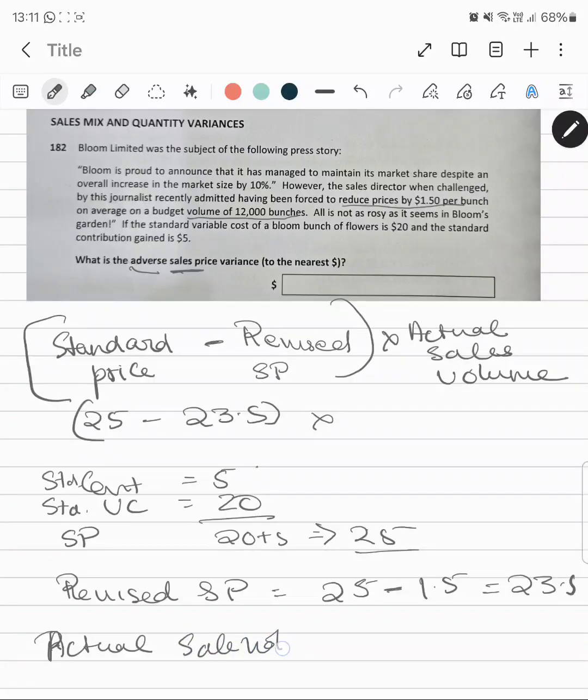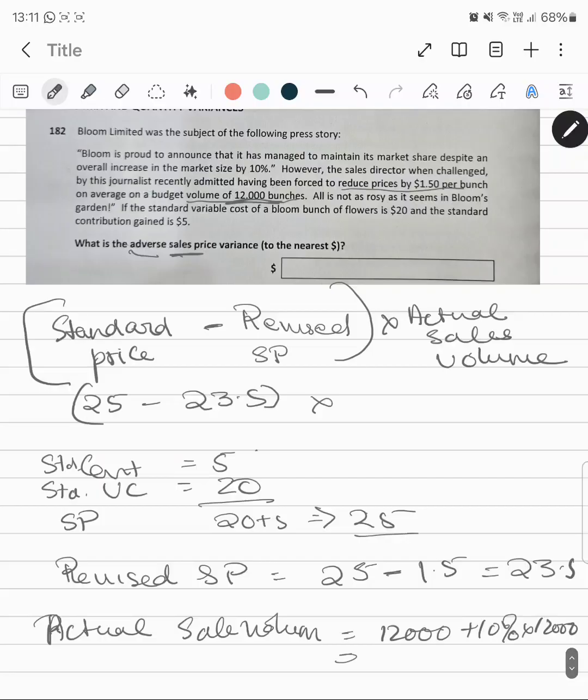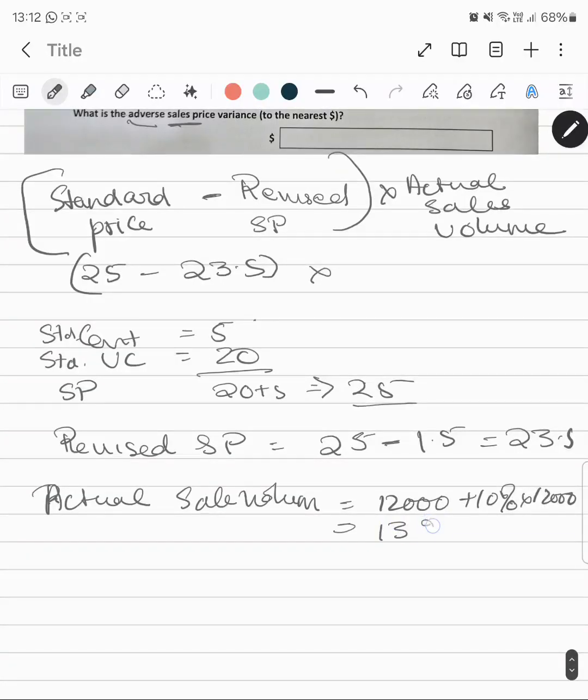So I would assume that the actual sales volume is 12,000 plus 10% of 12,000. Basically, whatever it's saying is that there was an increase in the market size by 10%. It was expected that 12,000 units would be sold, but in the actual case the market size had increased, and the market share was maintained despite an overall increase in the market size by 10%. So market share means the volume. So this should be 13,200. Let's find out the answer.